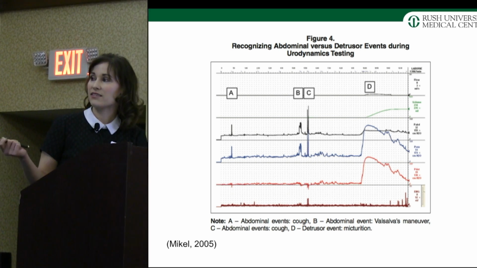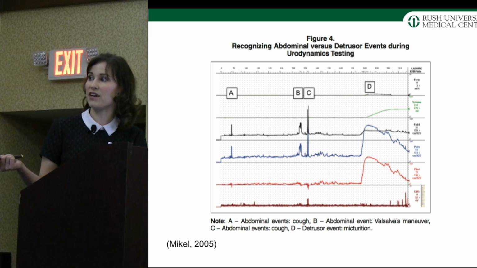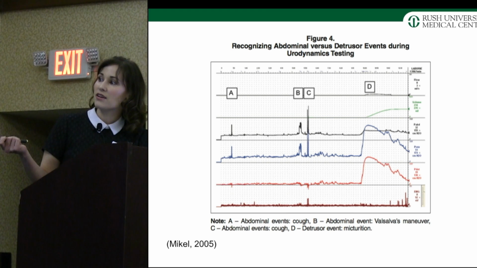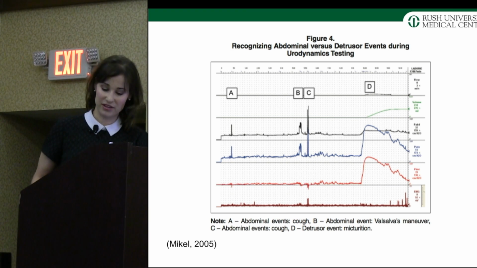Now D is different. D is a detrusor event, because your vesical catheter is detecting a rise in pressure, and your abdominal catheter is quiet here. So D is your detrusor event, and the rest are abdominal events.